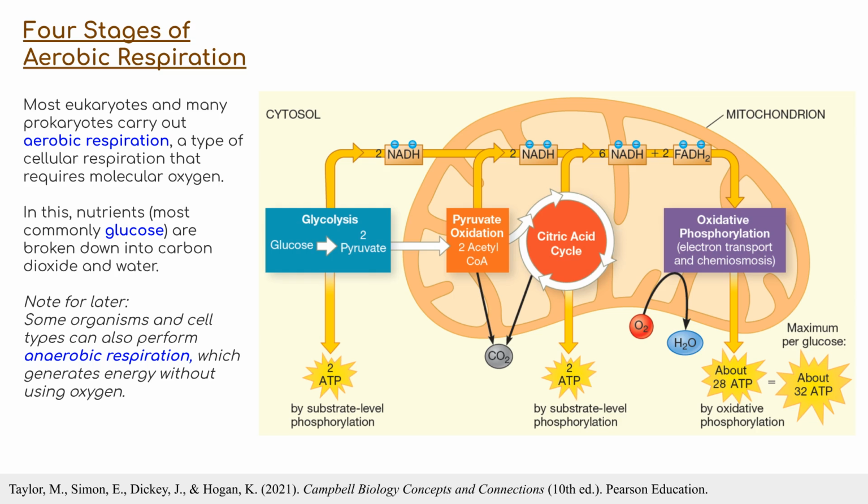This stage takes place in the mitochondrion. Pyruvate molecules are converted into acetyl coenzyme A. During this process, carbon dioxide is released, and more energy is transferred to electron carriers. This stage prepares molecules for the next cycle.